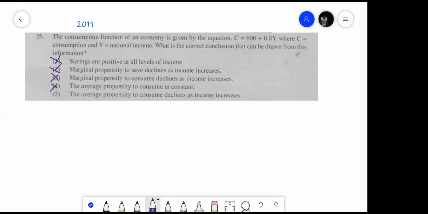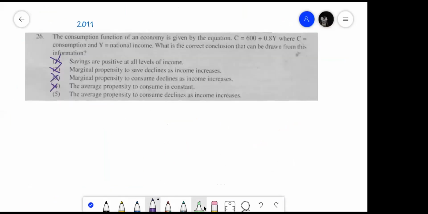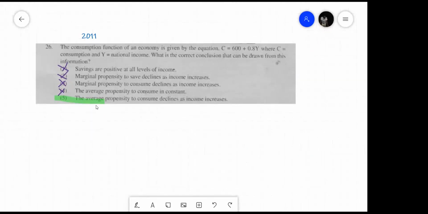So you saw that with whatever we learned here. As income increases, going to 0, 1000, 2000, 3000, 4000 and 5000, what happened to APC? It fell. 1.4 became 1.1, became 1, became 0.95. It will keep on falling. So that is the answer. If you know your logic, it's a pretty direct thing. This is not rocket science. If you know the theory behind it, it's a very, very easy MCQ. I just explained the theory, in case you have forgotten. Fine. Answer number 5.